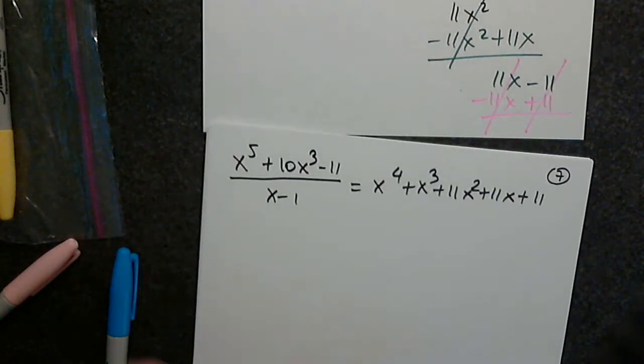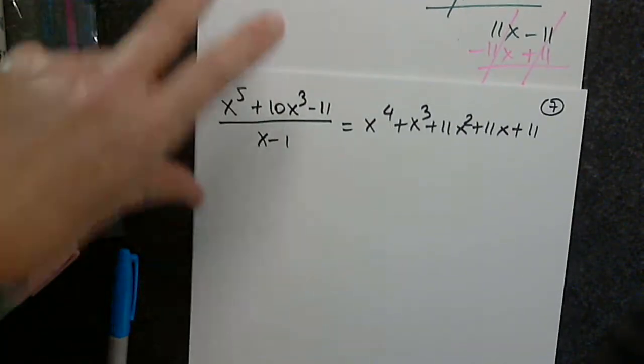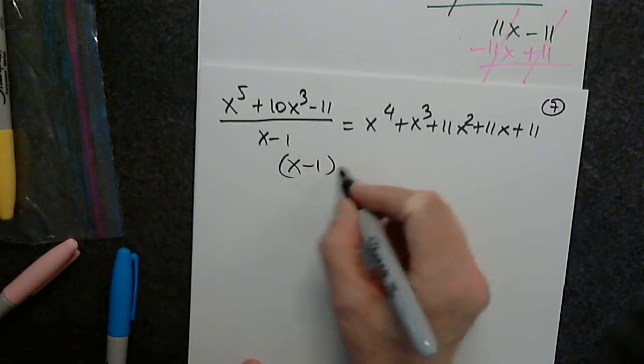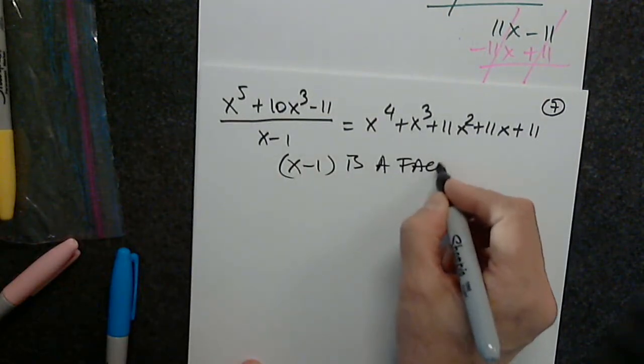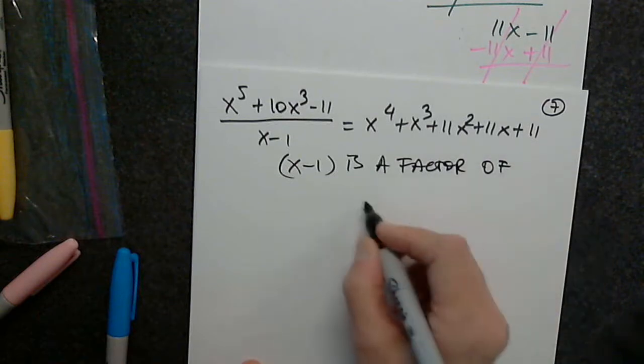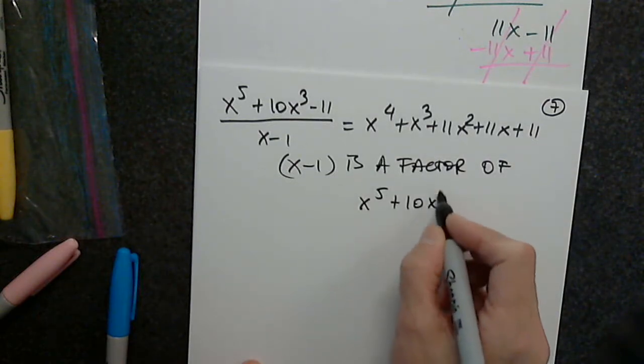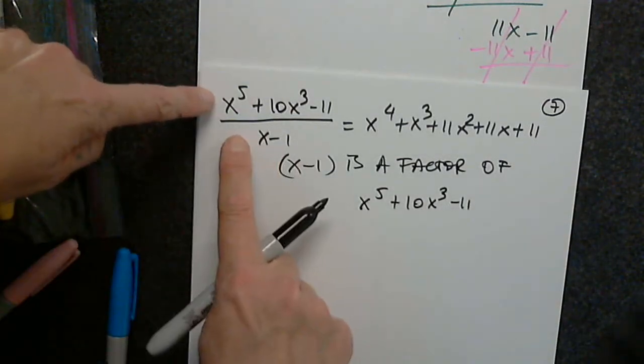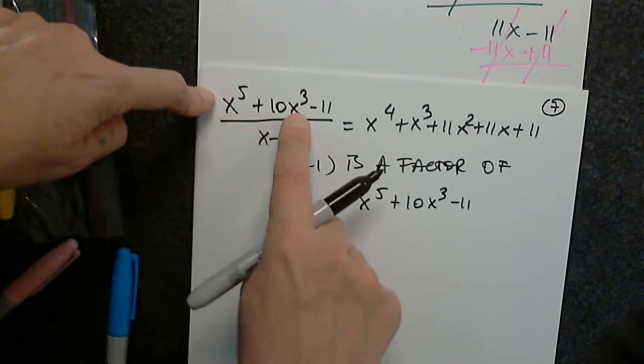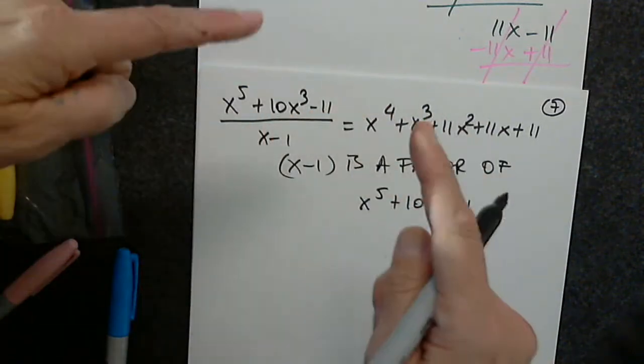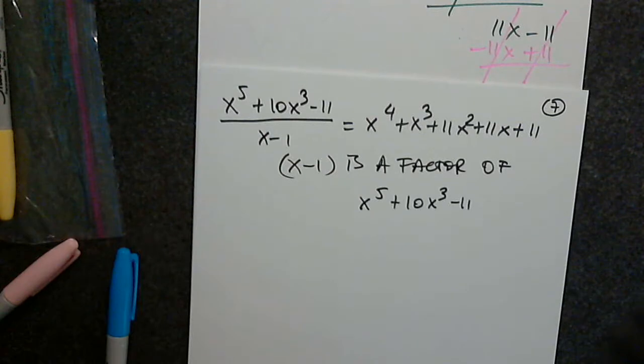Yes, correct. There is no mistake. Everything you said is perfect. Indeed, x minus 1 is a factor of x to the fifth plus 10x cubed minus 11, or x to the fifth plus 10x cubed minus 11 is a multiple of x minus 1. Perfect. Good pick. Anything else?